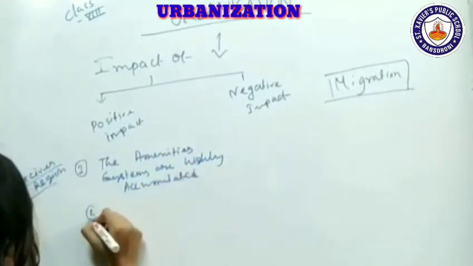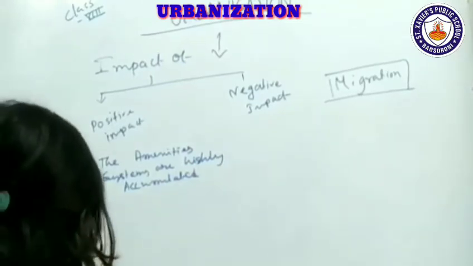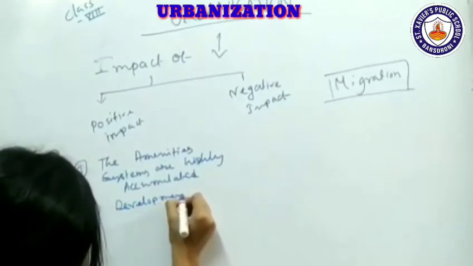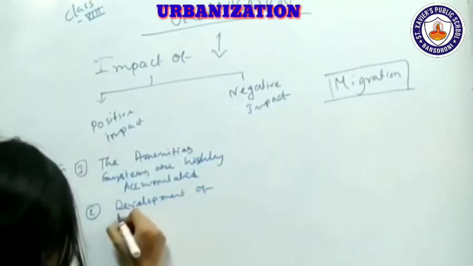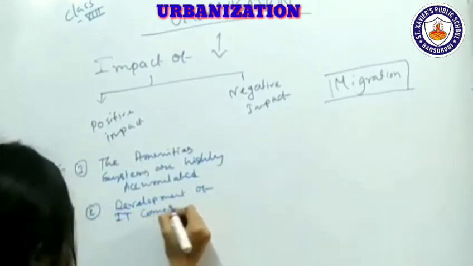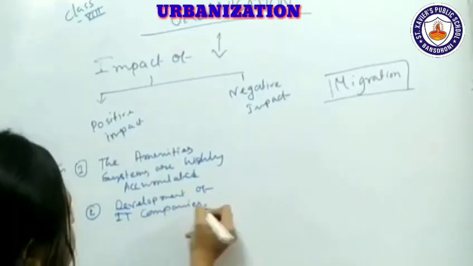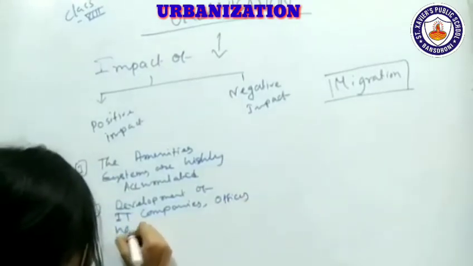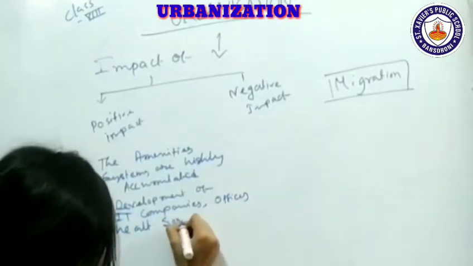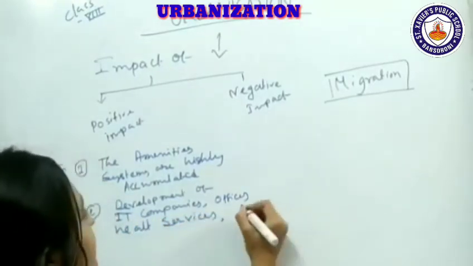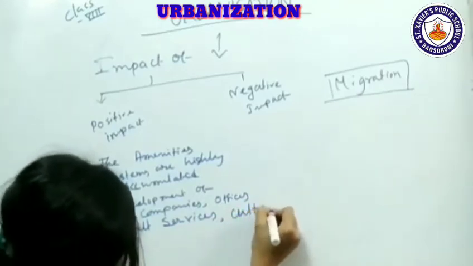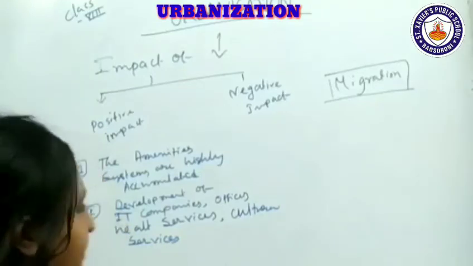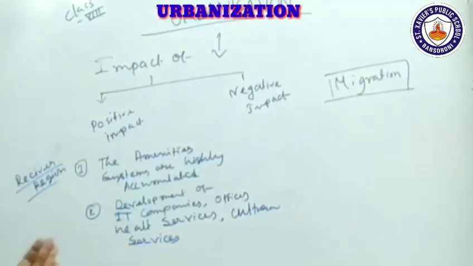Right. Number two is the development of IT companies, offices, health services, cultural services, right? These are the different positive development impacts.